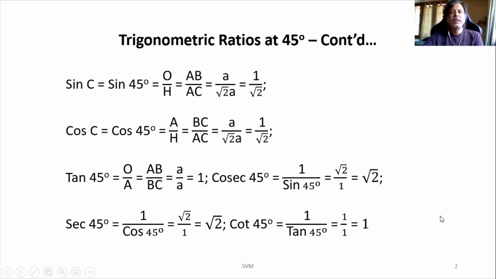So in our subsequent videos, we will also see what will be the trigonometric ratios when the angles are 0 degrees, 30 degrees, 60 degrees, 90 degrees. In a similar way, we will try to evaluate those individual trigonometric ratio values.